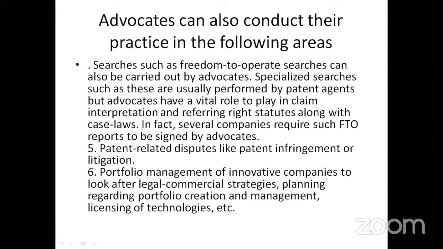And patent related disputes like patent infringement or litigation. This is one hot area, as I told. In the US and other countries, this is a very good area where the patent attorneys make a lot of money.